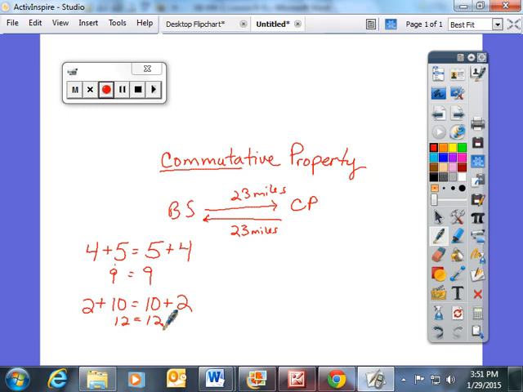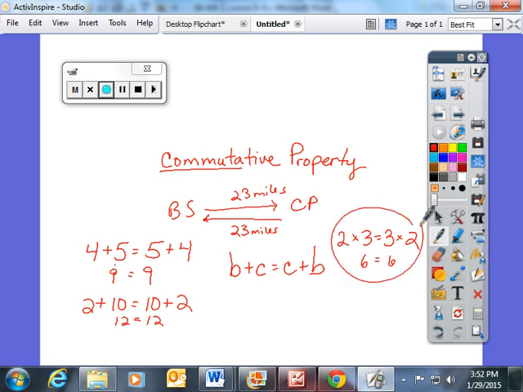So the students and I talked about proving the commutative property with variables. So B plus C equals C plus B. Okay? And we also tried this with multiplication. So 2 times 3, is it the same as 3 times 2? And 2 times 3 is 6. 3 times 2 is 6. Okay? We tried and tried with all sorts of numbers. And we found out this is always going to prove true.